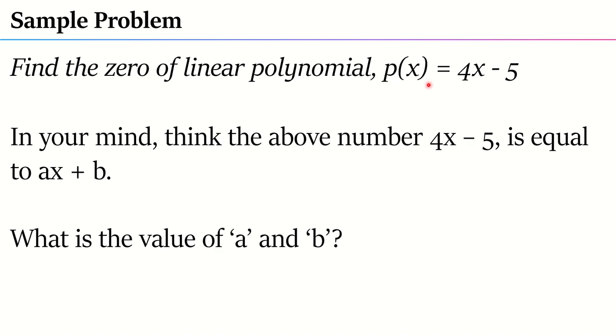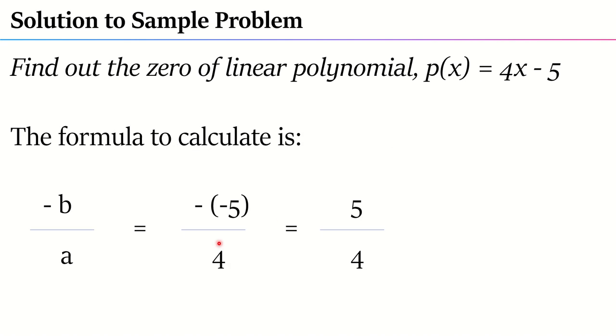Find the zero of a linear polynomial p of x is equal to 4x minus 5. In your mind, you must treat this equation as ax plus b. So comparing ax plus b and 4x minus 5, you need to know the value of a and b. In this case, the value of b is minus 5 and the value of a is 4. So substituting those values in the formula, minus b by a, minus of minus 5 by 4 is equal to 5 by 4. This was the zero of this polynomial.